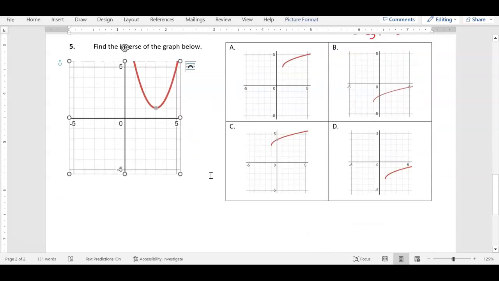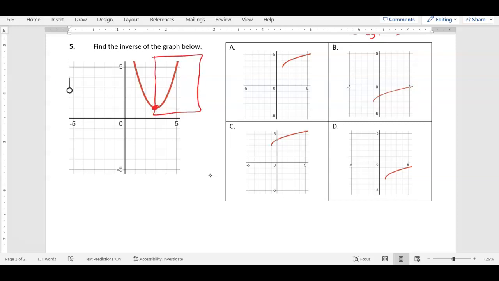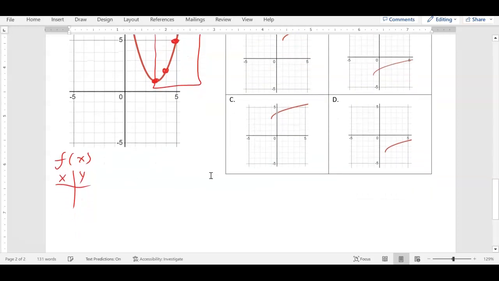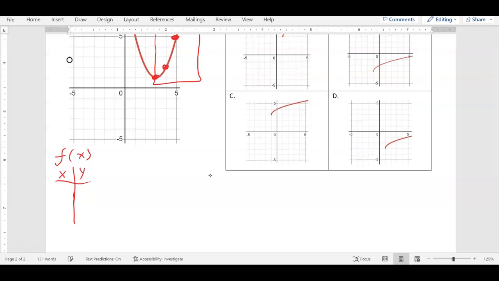All right. Find the inverse of the graph. Now, again, you only want to take this half of the graph. So this point, and this point. Let's make a little table. So we got 3, 1, 4, 2, 5, 5.